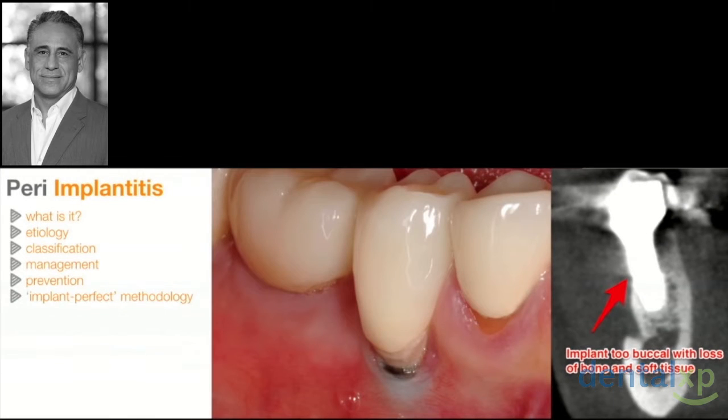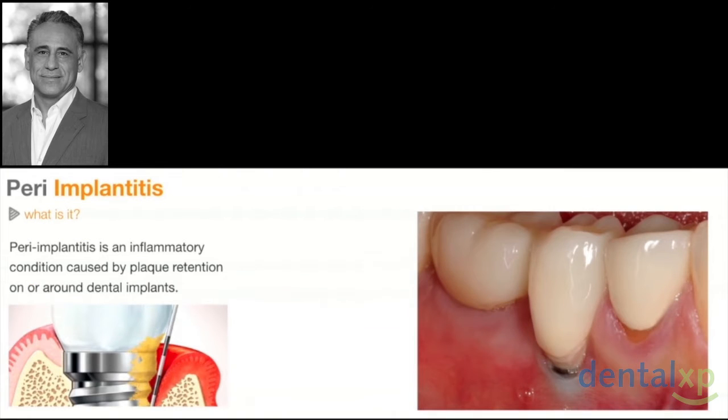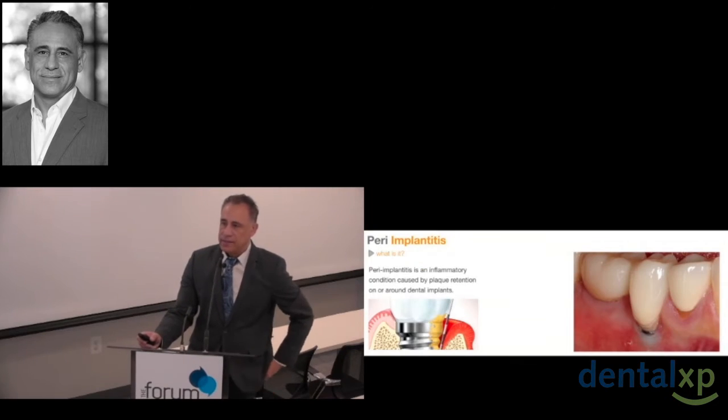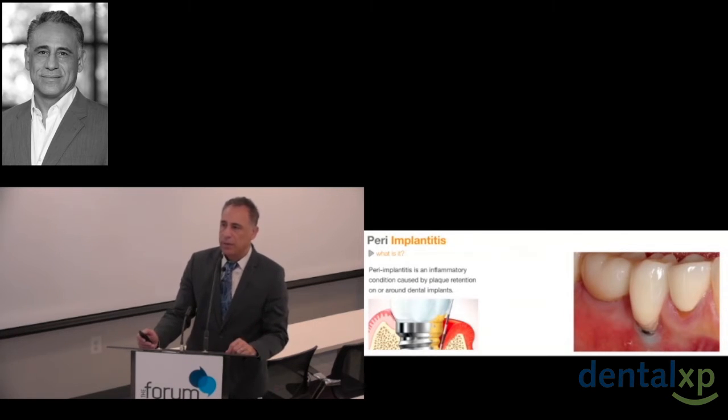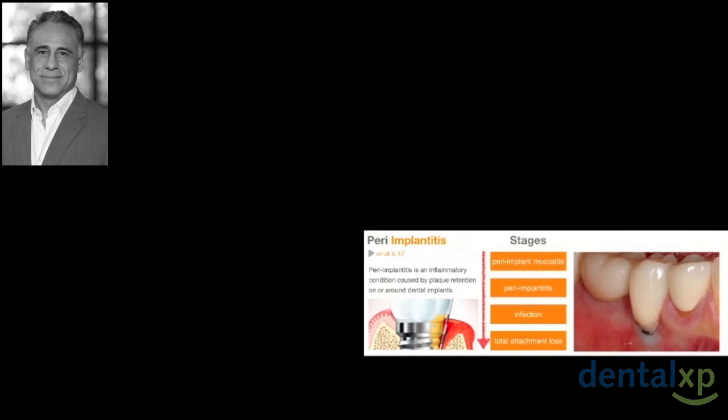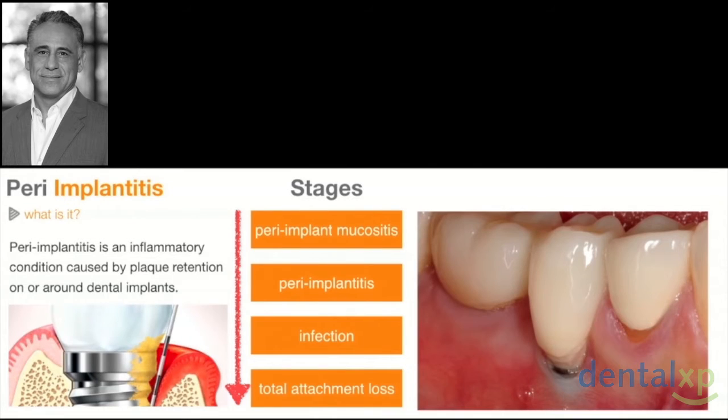So let's talk about peri-implantitis. Let's review what it is, its etiology, classification, and some management and prevention strategies. So peri-implantitis is really defined as an inflammatory condition caused by plaque retention on or around the dental implant. And it essentially goes through 4 stages. Peri-implant mucositis, which if untreated can lead to peri-implantitis, which again, if untreated, can progress to infection and ultimately total loss of attachment around the implant.